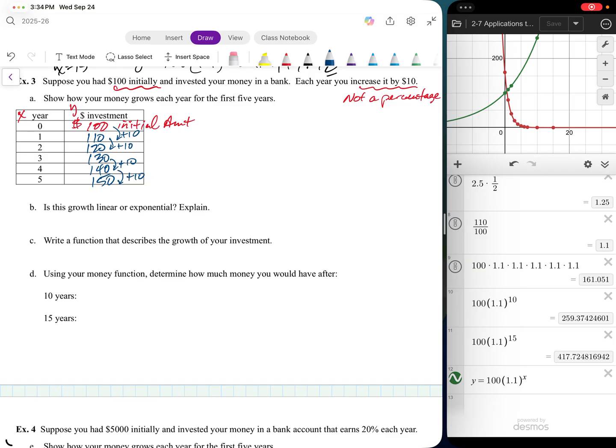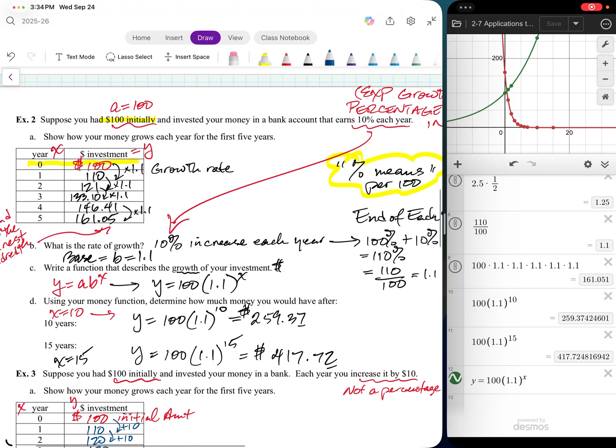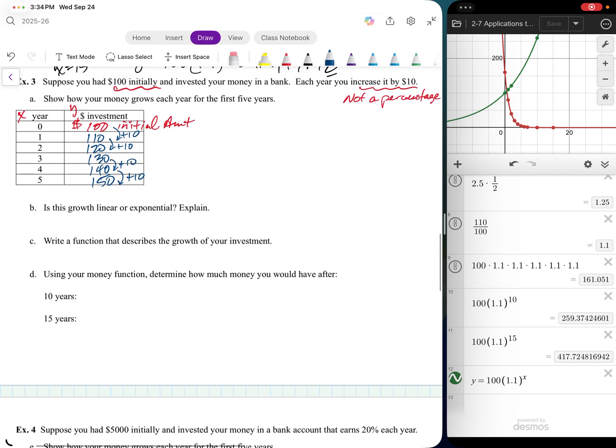So it's not growing fast at all, not like what we saw up here. Here, it grew much faster, right? It grew about $11 the first year, and the second year it grew another over $11, and then it's increasing faster that way. So growing by a percentage is always better. Okay, so notice something right here. The rate of change, which is $10 in this case, is constant.